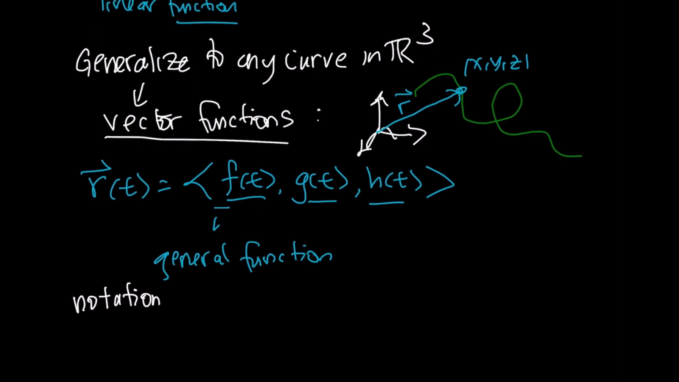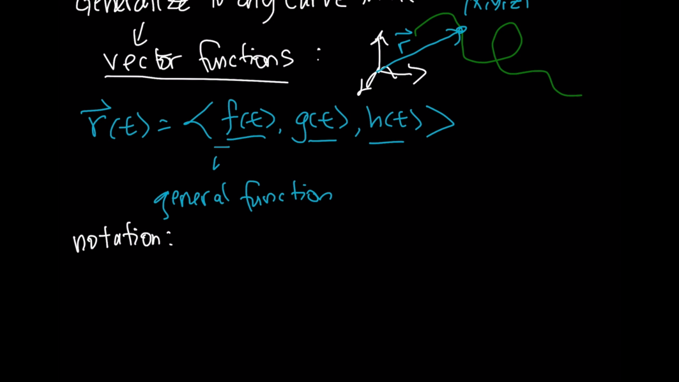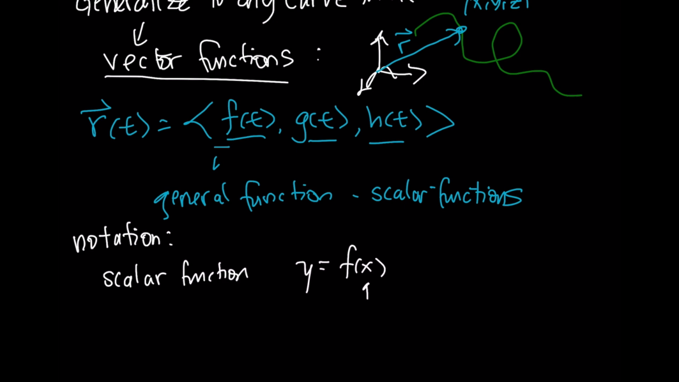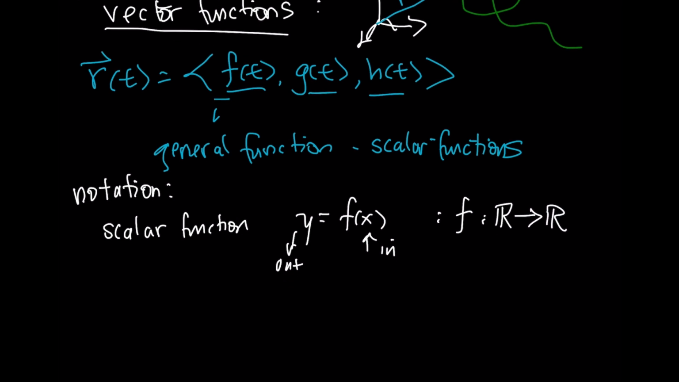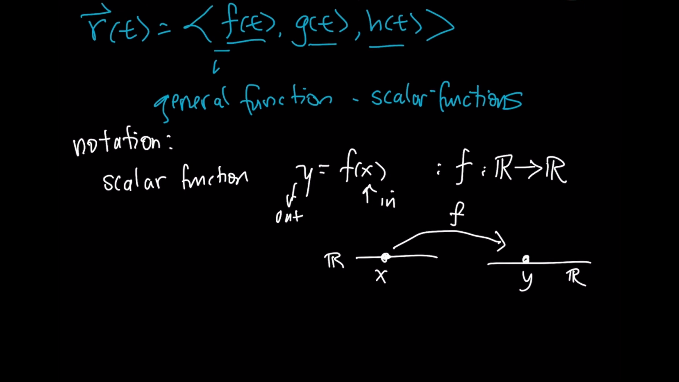Each of these things here that I've written is what's called a scalar function. Scalar functions are the kinds of functions you've seen in Calc 1 and in Calc 2. So when we have a scalar function, I'm going to write it like this: one input and one output. So essentially this rule f takes a real number and it turns it into some other real number. You're taking a point on the number line, you're applying this rule f, and it will produce a new point on the number line. So each of the components inside of our vector function is a scalar function.